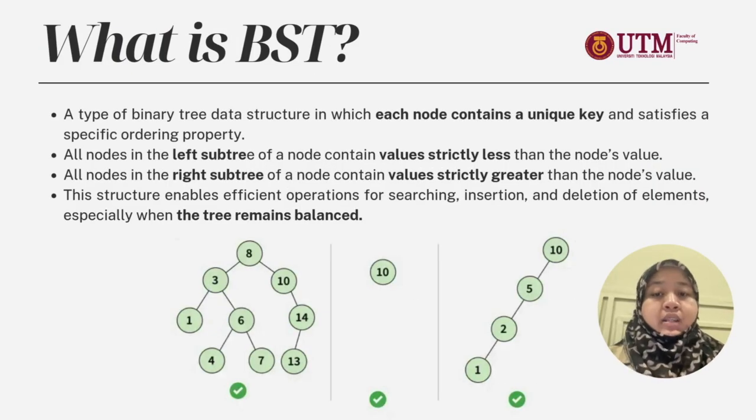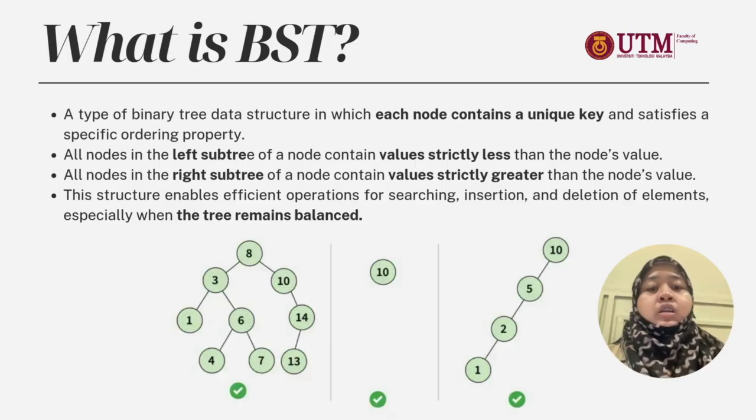First, what is BST? BST is a type of binary tree data structure in which each node contains a unique key and satisfies a specific ordering property. All nodes in the left subtree of a node contain values strictly less than the node's value. All nodes in the right subtree of a node contain values strictly greater than the node's value. This structure enables efficient operations for searching, insertion, and deletion of elements, especially when the tree remains balanced.